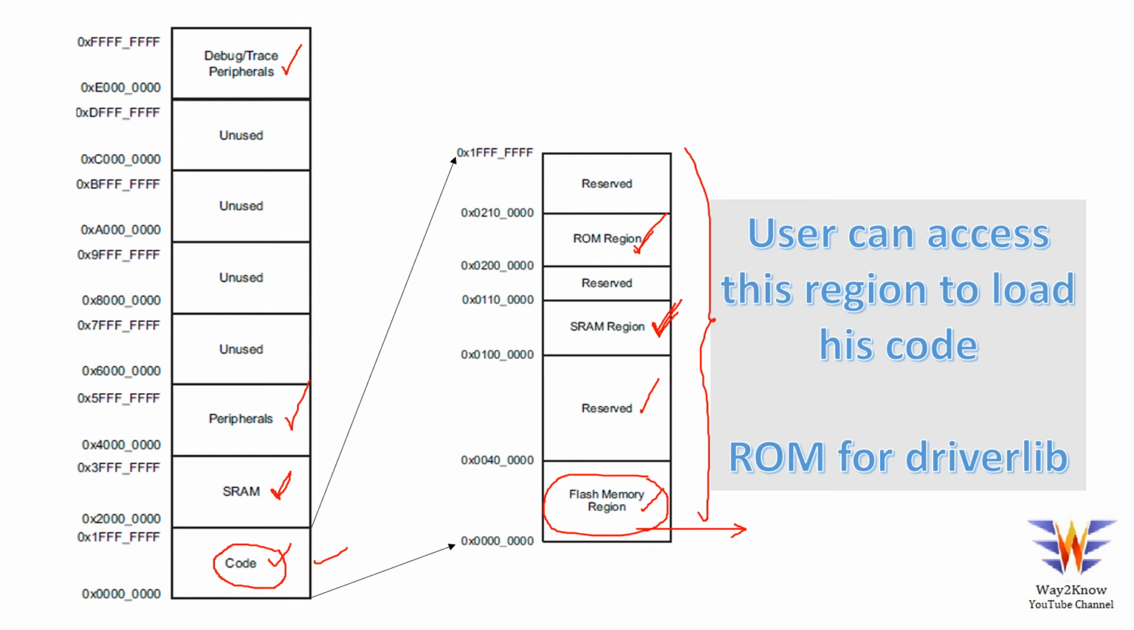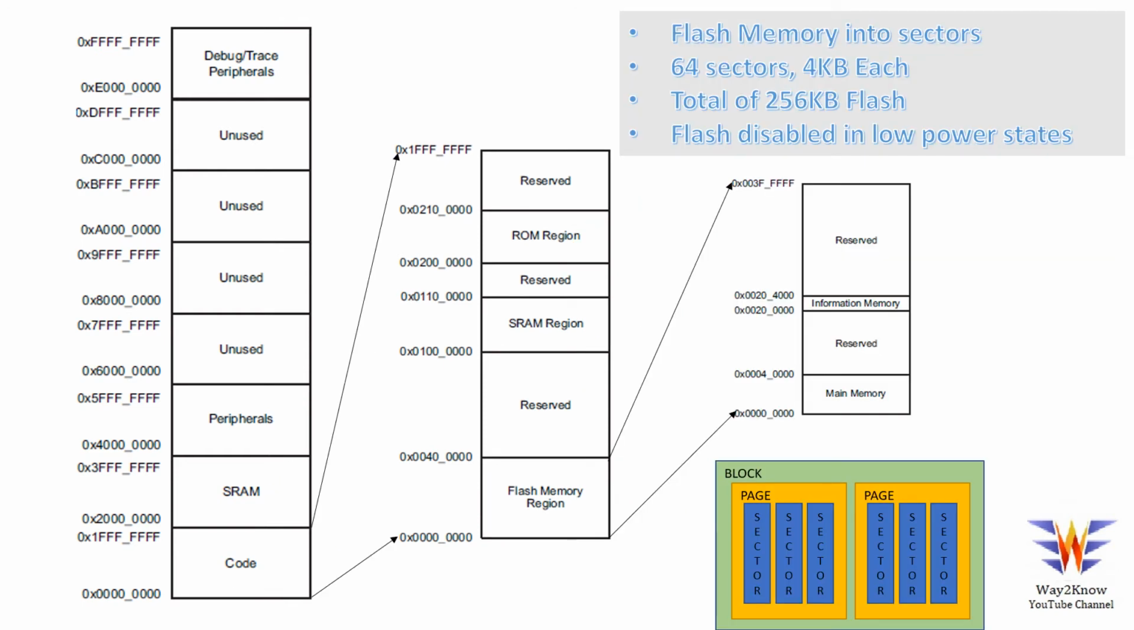In this code memory we have seen that there is flash, there is a SRAM, there is a ROM. Now coming to the flash memory, you can see here. In this flash memory there are again further subdivisions, which are called main memory and the information memory. This main memory and information memory have the same space. Again they can have different, like it can load the code as we mentioned.